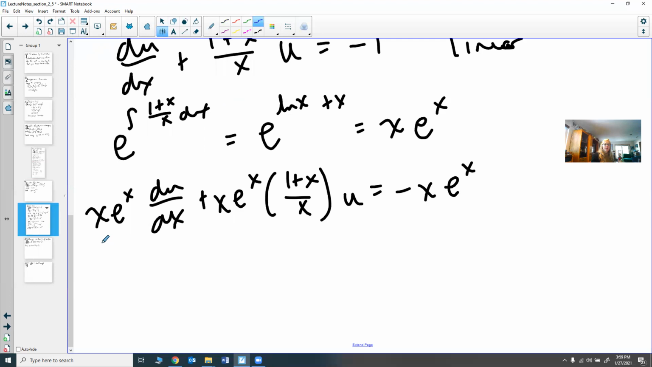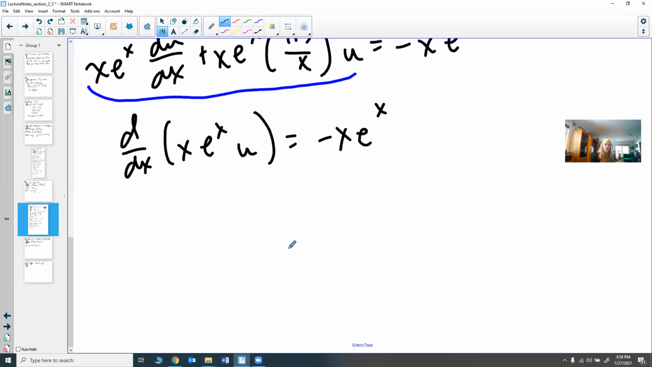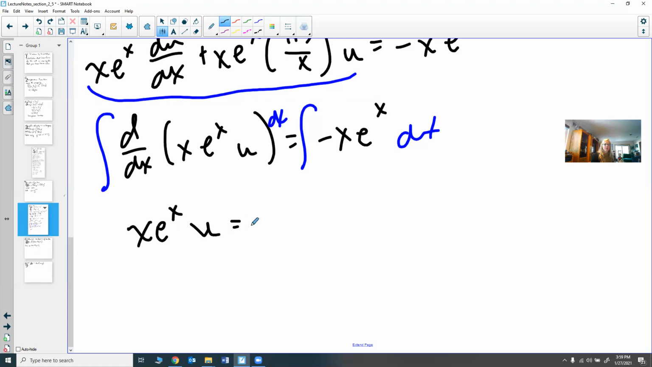Again, with the linear function, these two terms together are your derivative with respect to x of your integrating factor, x e to the x, times u. So we just take the integral of both sides, the integral of the left-hand side and the integral of the right-hand side. When I do the integral of a derivative, I just get the thing inside. So this is x e to the x times u.